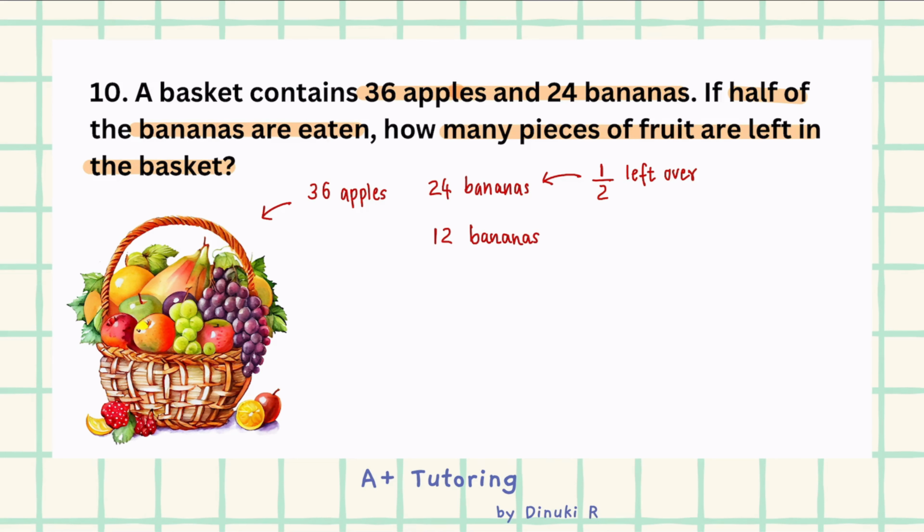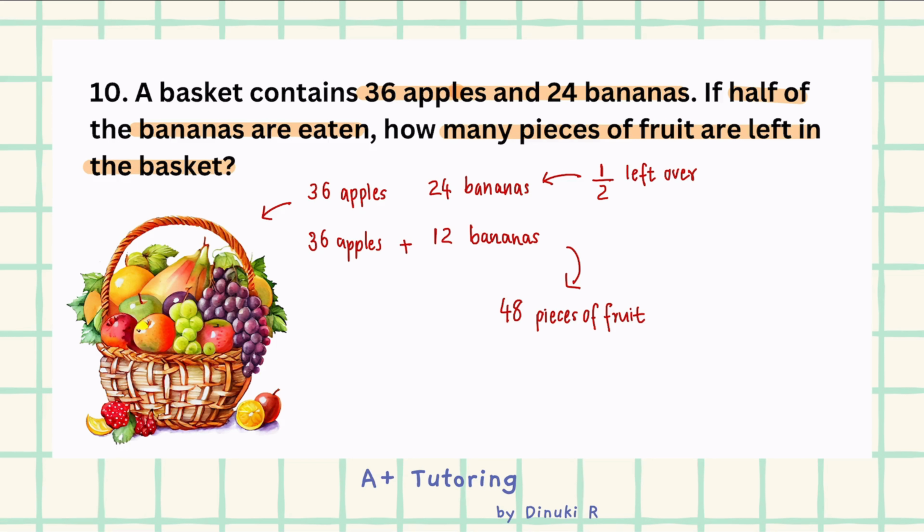Has anyone eaten the apples? Doesn't look like it. We haven't been told, right? So this means the apples are still there. And we're being asked how many pieces of fruit are left over. Again, that's a total thing, look at the number of items, fruit, whatever's left over. 36 plus 12. If you can do it in your head, that would just be 48 pieces of fruit is our answer.